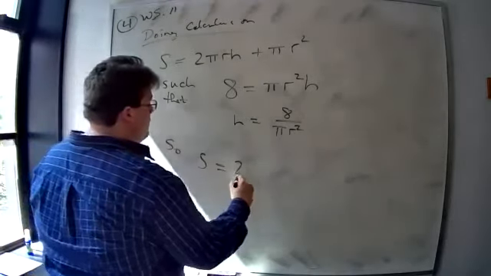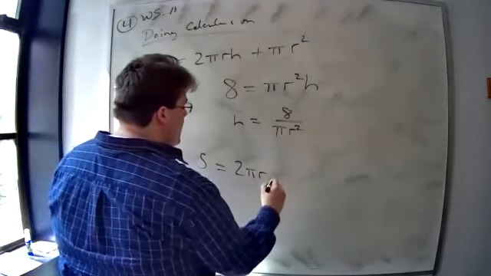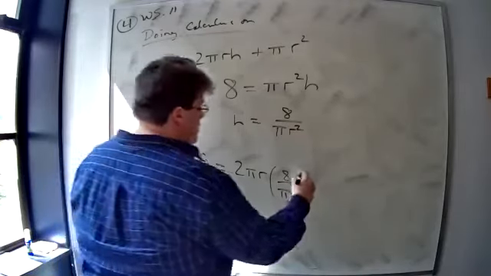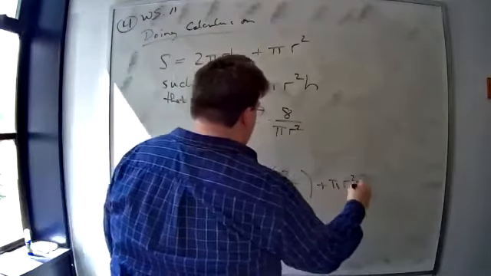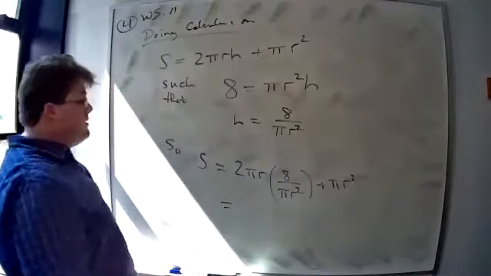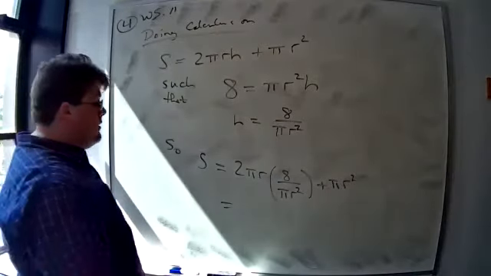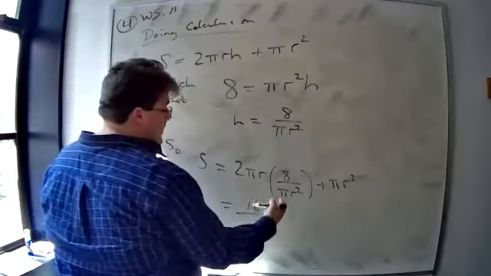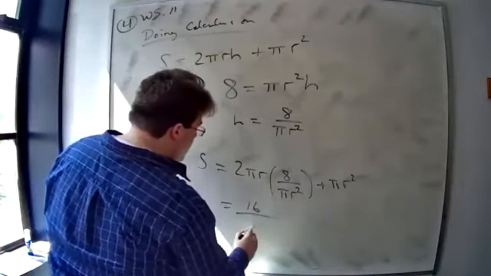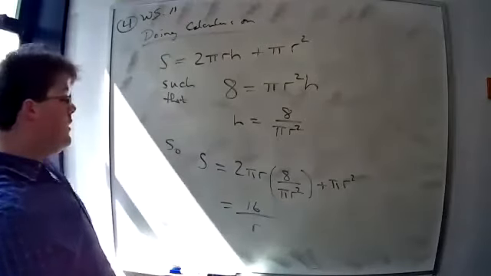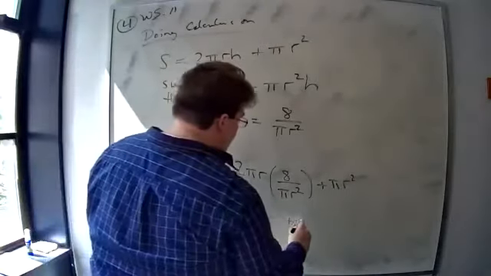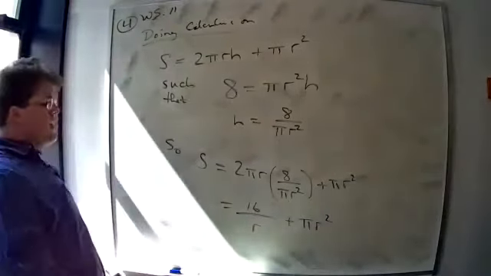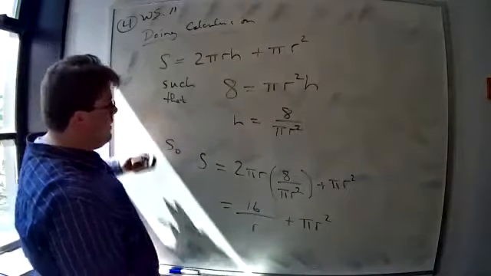So the surface area is 2 pi r times h plus pi r squared. And this does simplify nicely. 2 and 8 makes 16. Pi divided by pi cancels. R divided by r squared leaves us with 1 r in the bottom. And then we have plus pi r squared. So right now, our surface area is a function of one variable.